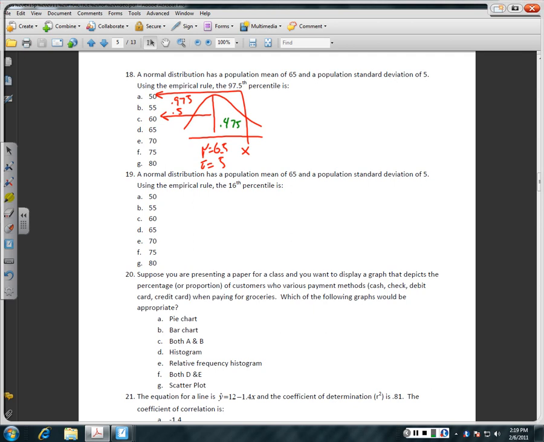Now that 0.475, hopefully we'll recognize in this, is 0.95 divided by 2 is 0.475, which means that we know that this distance right here is 2 standard deviations, or 2 standard deviations above the mean. So we just need to take the mean plus 2 standard deviations, or 65 plus 2 times 5, and that's equal to 75, or F.